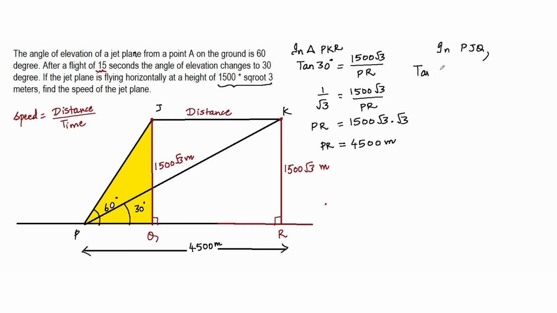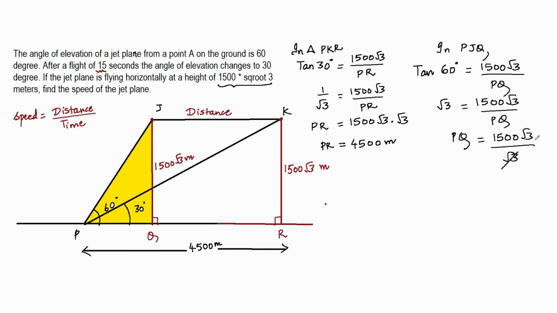So again, tan is the right ratio. So tan 60 is going to be 1500 root 3, the opposite side, upon the adjacent side, which is PQ. And therefore root 3 is equal to 1500 root 3 divided by PQ, which implies PQ is equal to 1500 root 3 divided by root 3. Root 3 cancels. Therefore, the length PQ is 1500 meters.